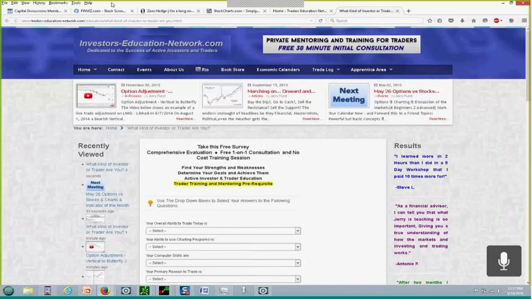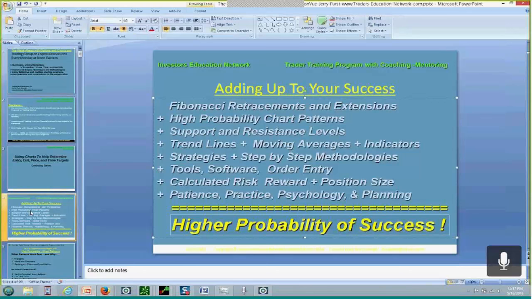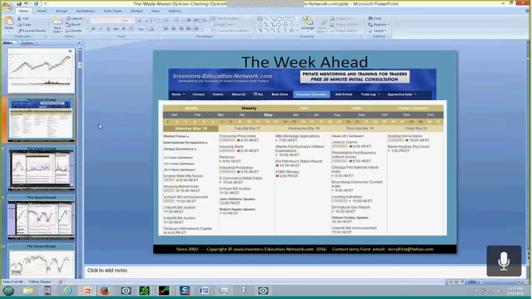All right, so let's get back over to the week ahead. The first thing that I do is I look at the economic calendars on Capital Discussions or on my website, InvestorsEducationNetwork.com. My website has several different calendars, and what you want to do is make sure that you're not caught by surprise by a scheduled event.